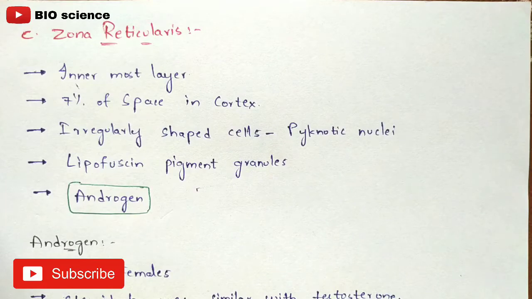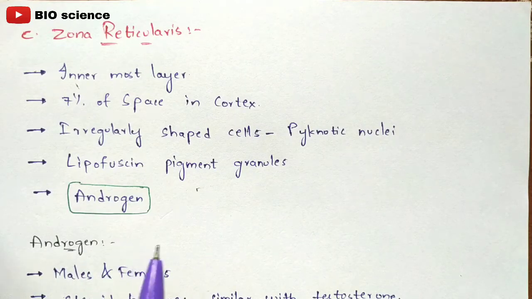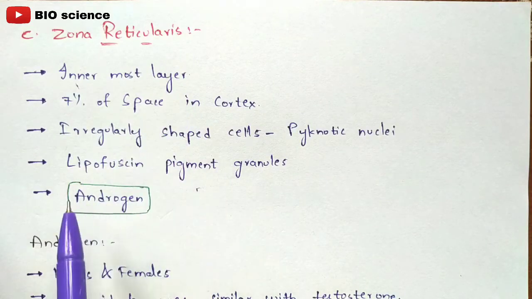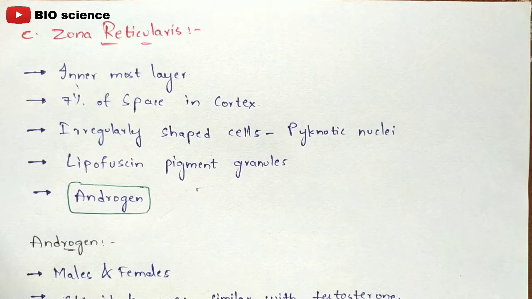So till now we have discussed the three layers. What are those? The first layer which I have explained is zona glomerulosa, which secretes mineralocorticoid hormones. Coming to the second layer called zona fasciculata, which secretes glucocorticoids. Coming to the third layer, zona reticularis, which secretes androgen hormone, right? So these are the three hormones which are secreted from the three zones of the adrenal cortex.